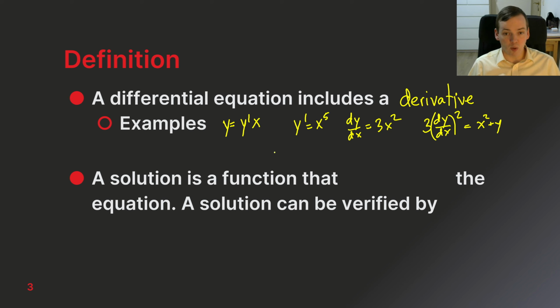And so we've worked with differential equations before, you just didn't realize that's a category of things we can call them. So you've seen something like this, right? y prime equals x to the fifth. You've seen something exactly like this, dy by dx equals 3x squared. Those are differential equations.